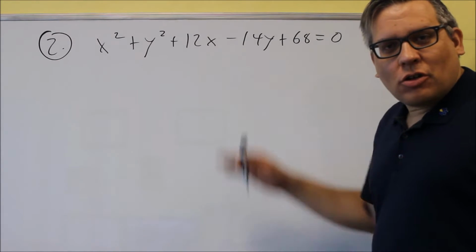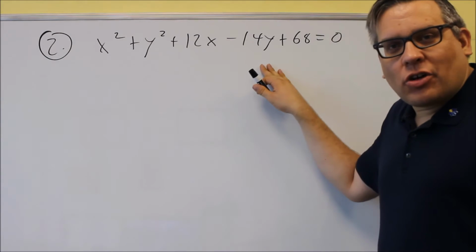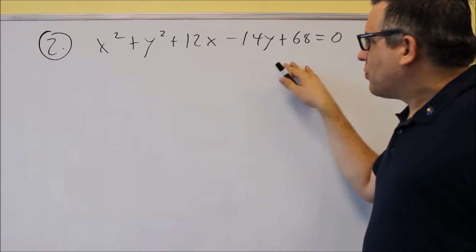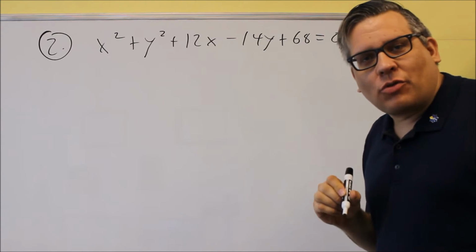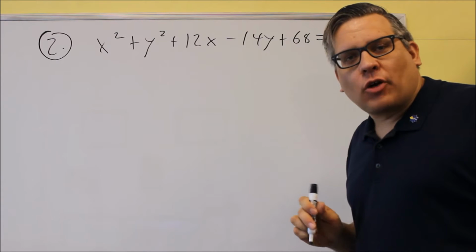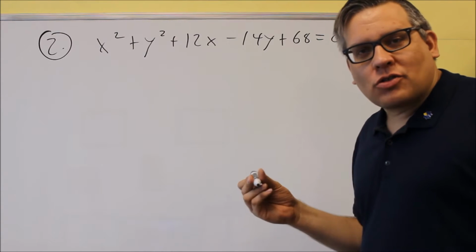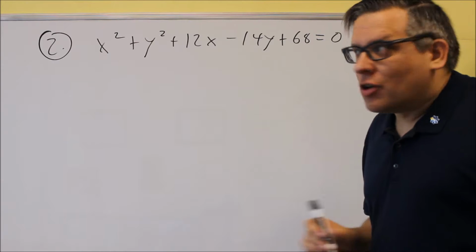Okay, for number 2, they want us to find the center and the radius, but what we notice is this problem that's given to us is not written in the standard form. So that's our first thing we have to do, is put it in standard form. That way we can tell the center and the radius. Once we have that information, then we can graph it.